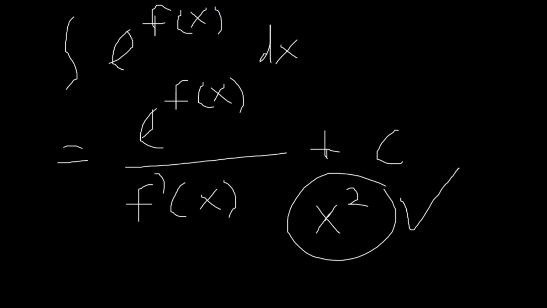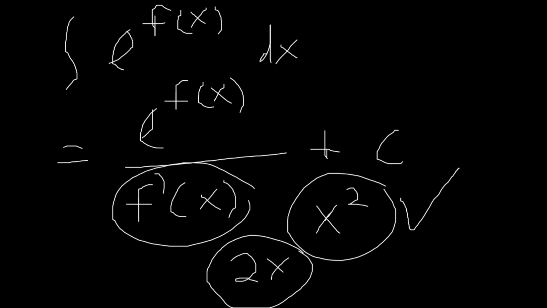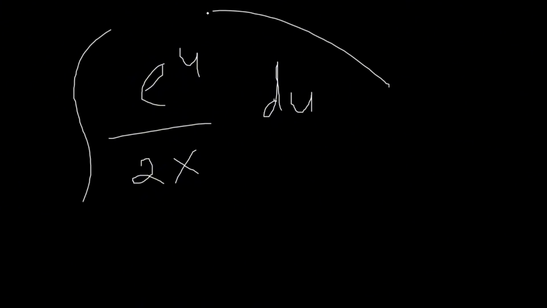This formula only works for first degree functions or first degree polynomials. You can take it like that. Because if you have an x squared, you are going to have 2x, and you can put 2x down here. That will be contradictory, because in the numerator you are going to have e to the u all over 2x du. How can you integrate in terms of this?